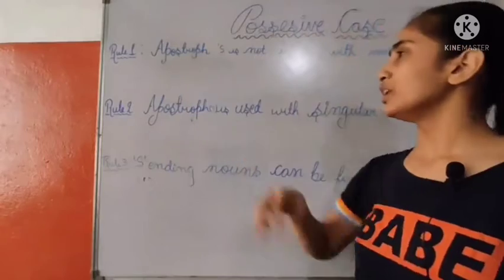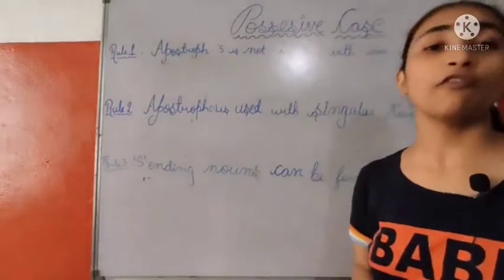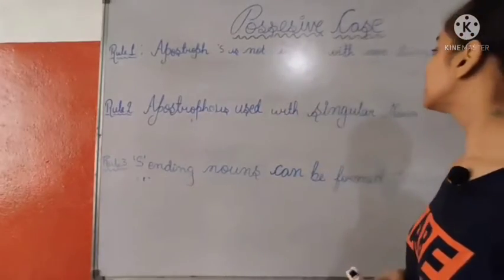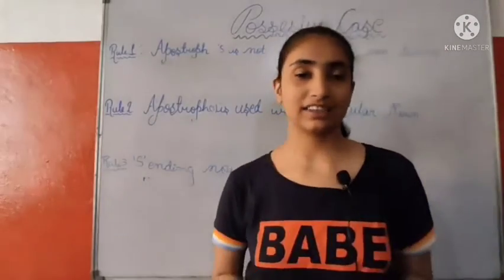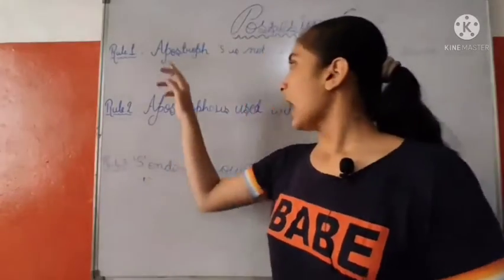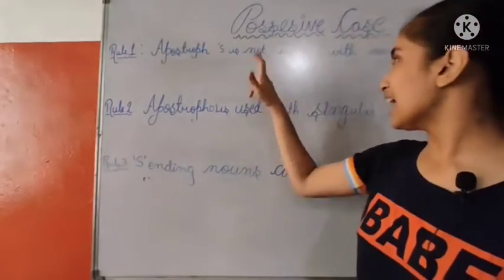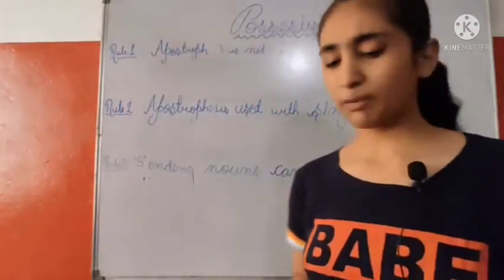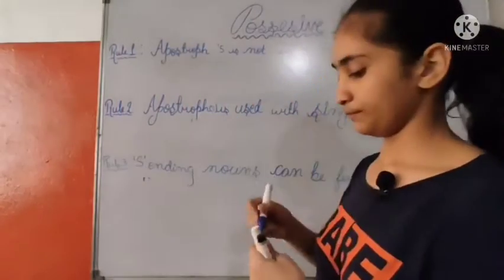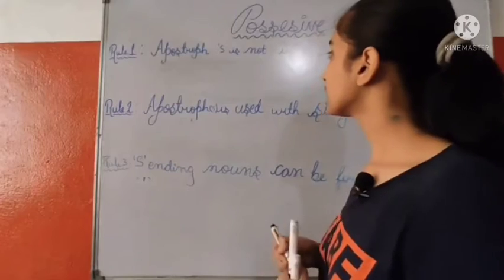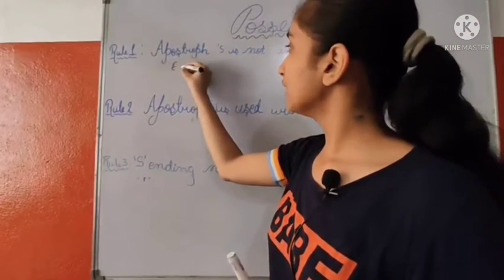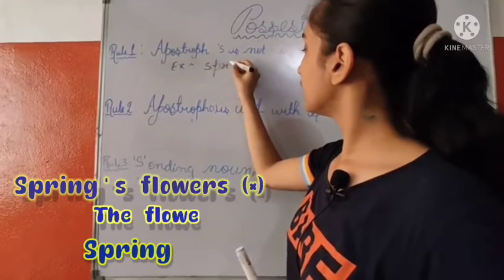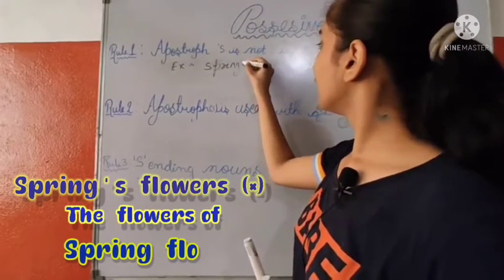So, rule 1 says that apostrophe s is not used with non-living things. Again, I'm repeating, apostrophe s is not used with non-living things. For example, you all can take, for example, spring's flowers.